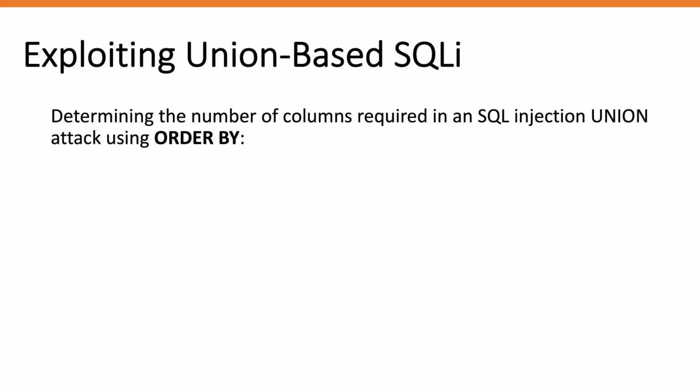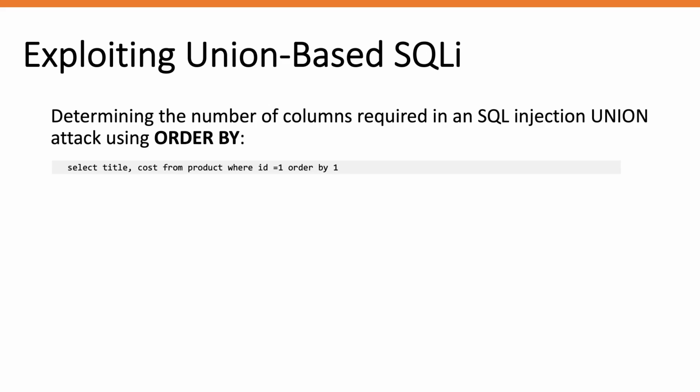Okay, so I said there are two different ways of determining the number of columns that are required in a SQL injection union attack. One of the ways is using the ORDER BY clause. Now, this clause orders the result set of a query by a specified column list. So let's take an example.